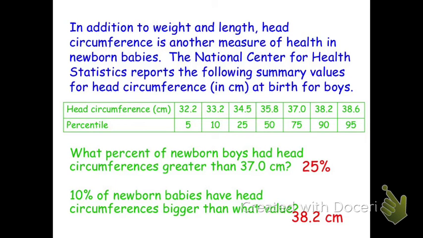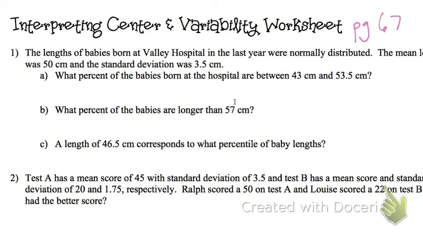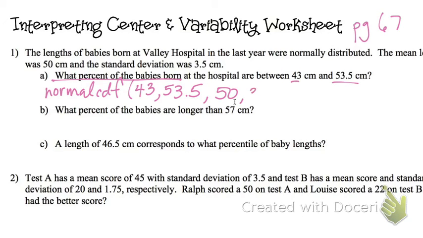Okay, one last thing I want to do. We learned normal CDF, and that's to find the area under the normal curve. So if I were looking at part A on number 1, it says what percent of babies born had between 43 and 53.5. That type of question, I would use normal CDF. My lower bound would be 43. My upper bound would be 53.5. My mean is 50, and my standard deviation is 3.5. I want you to answer each question like this, where you're writing out what you type in the calculator.